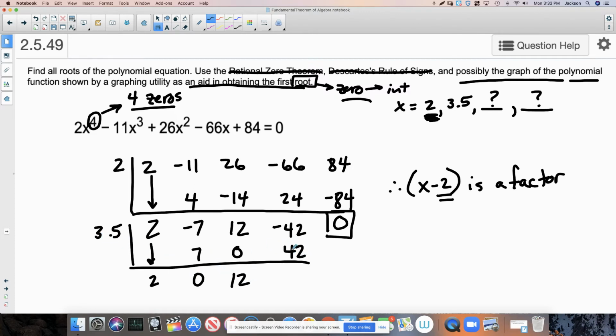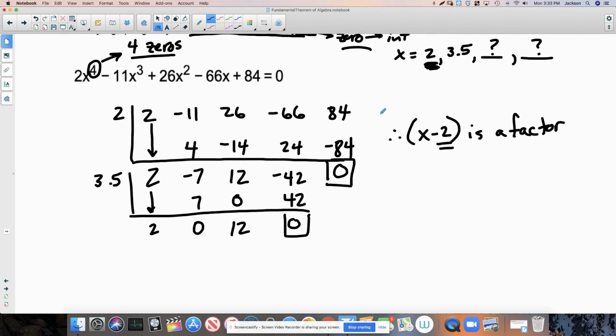3.5 times 12 is positive 42. We add, we get 0. Okay, so again, we should have gotten 0 because we know that 3.5 is one of our zeros. And if 3.5 is a 0, then x minus 3.5 is a factor.